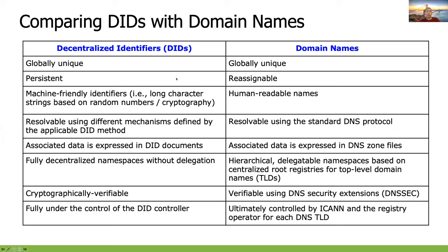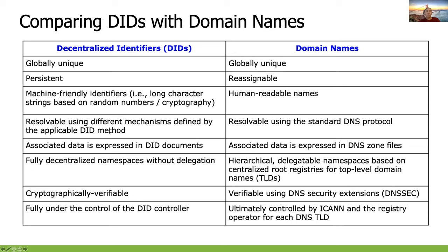Okay, so DIDs and domain names are both globally unique, but DIDs are persistent. In the case of domain names, they could be reassigned. For example, you pay for domain names, and if you don't continue to use it, it could be reassigned to another person who wants to use it. Not in the case of DIDs. DIDs are machine friendly identifiers. Domain names are human readable.